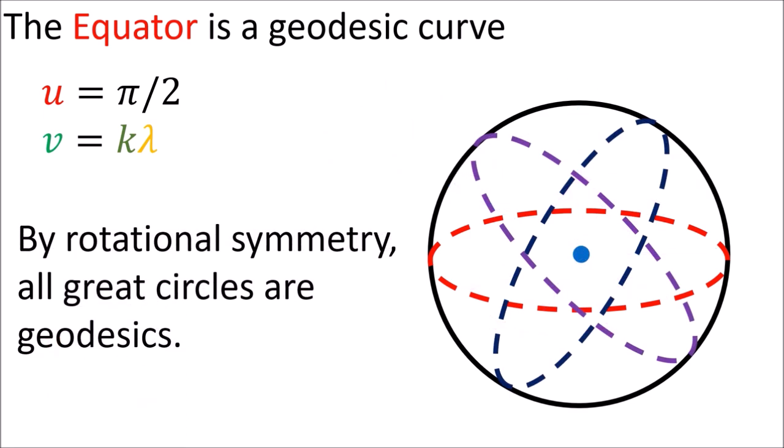Now, if the equator is a geodesic, then by a symmetry argument, since we have spherical symmetry, this means that all great circles on the sphere must also be geodesics, where a great circle is just a circle whose center is located at the center of the sphere. So all these curves here are geodesics on the sphere. And this matches up with our intuition, because if you were to walk straight in a forward direction on a sphere, you would end up tracing out a path like this.